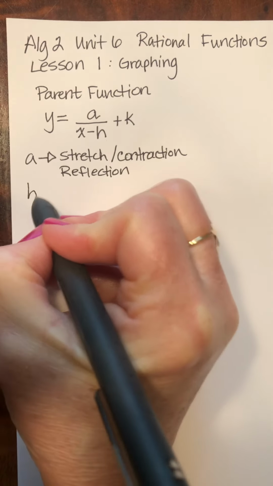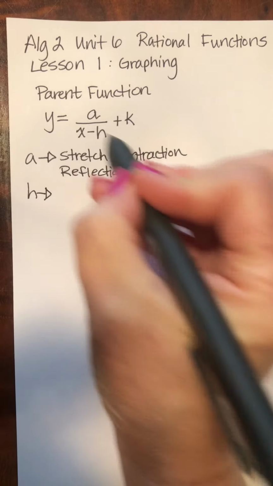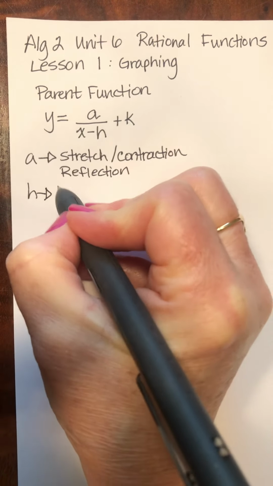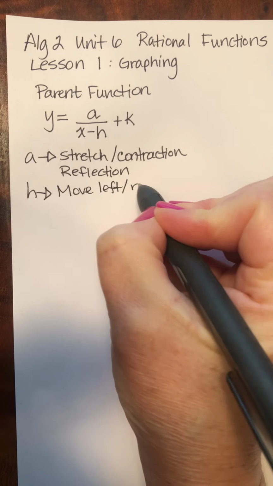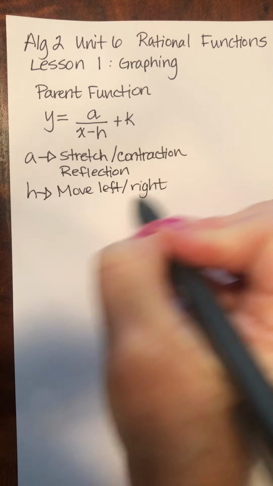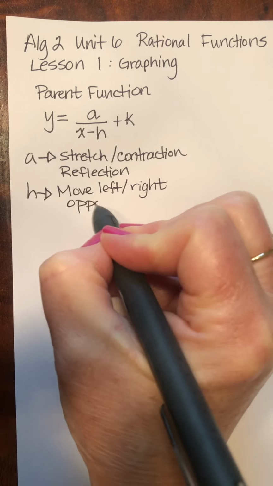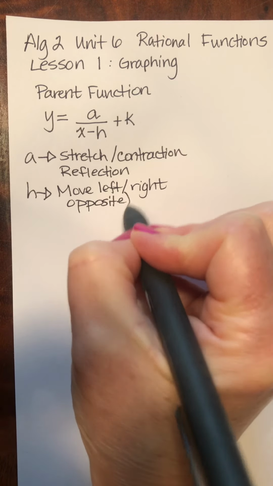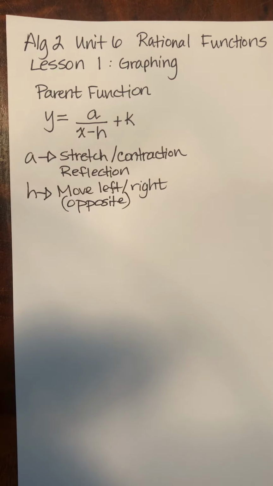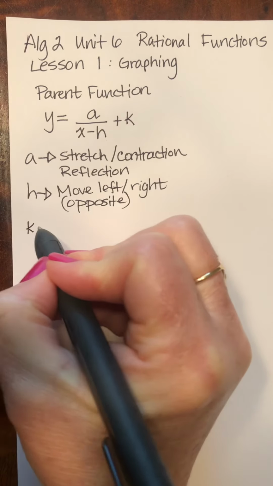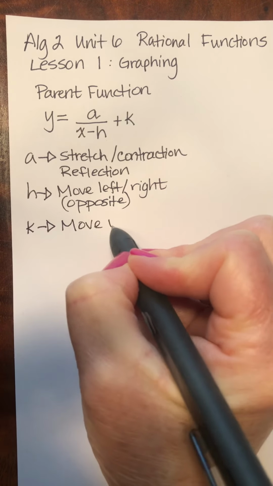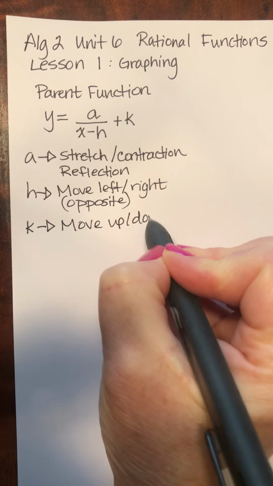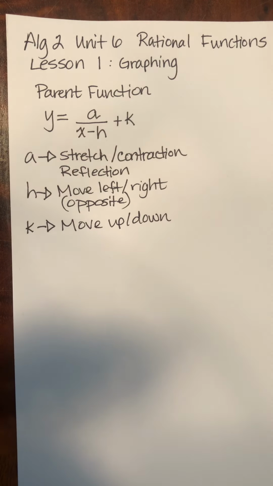The h, which is with x in the equation, is going to be a move left or right. And remember, this is the one that goes in the opposite direction from what you see in the equation. So if it's a minus h, you're going to move right. If it's a plus h, you're going to move left. And then the k is going to tell you how to move up or down.